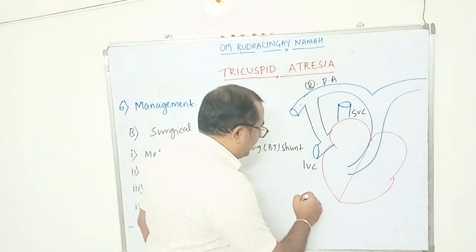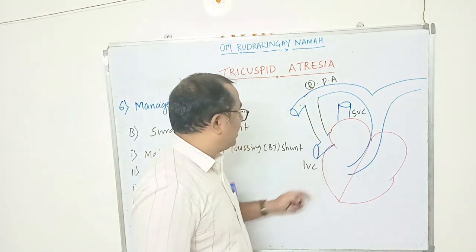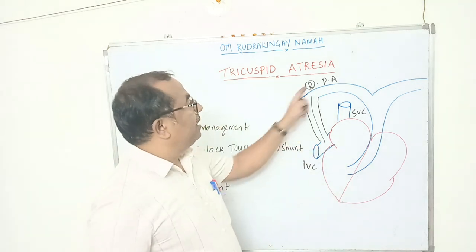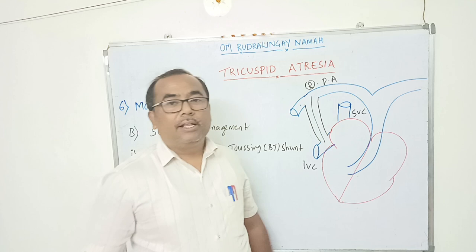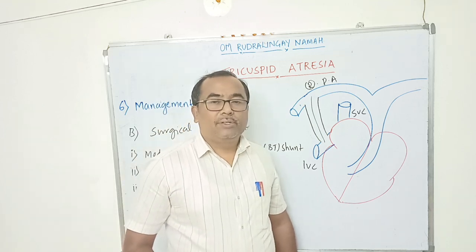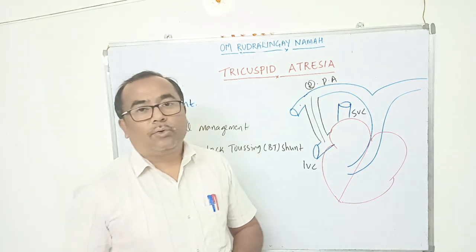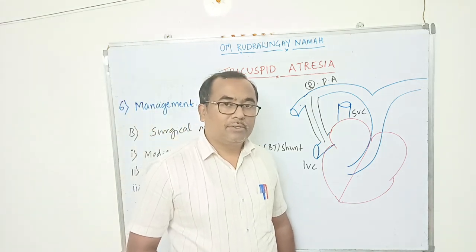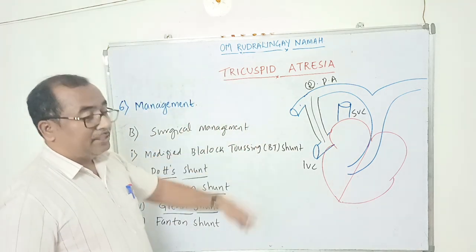Because of this, what happens here? The deoxygenated blood coming to the right atrium through the inferior vena cava is shunted from the inferior vena cava to the right pulmonary artery. This will lead to increased pulmonary blood flow and increased oxygenation of blood. That will lead to increased oxygenated blood in the left atrium and left ventricle, and then the increased oxygenated blood goes to peripheral tissue perfusion. Thereby, it reduces the severity of cyanosis. So this is all about the surgical management of tricuspid atresia.